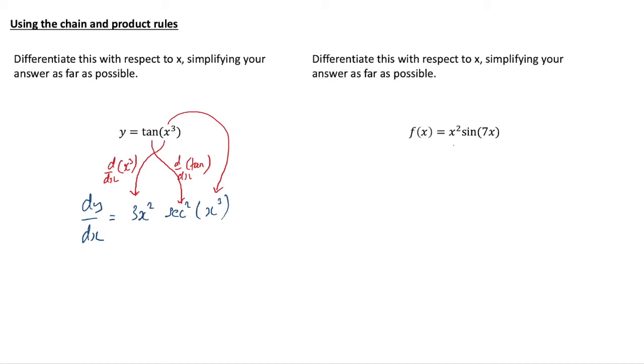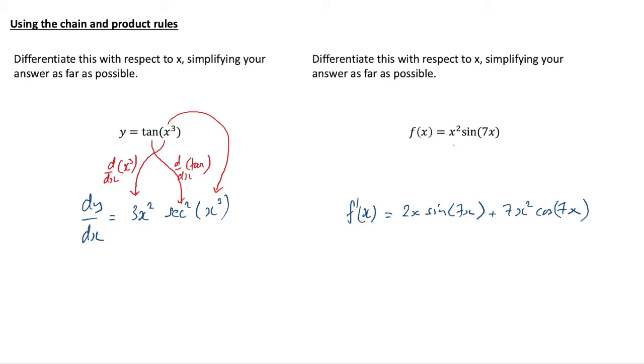This time we've got to differentiate with respect to x again, so same wording, but this time we have a function called f of x, and it's equal to x squared times sine of 7x. So this time we have a product rule because we've got the function x squared times the function sine of 7x, and we also have a chain rule because we have sine of 7x, not just sine of x. So let's have a look at what it comes out to. So it ends up as f dashed of x is 2x sine 7x plus 7x squared cos 7x.